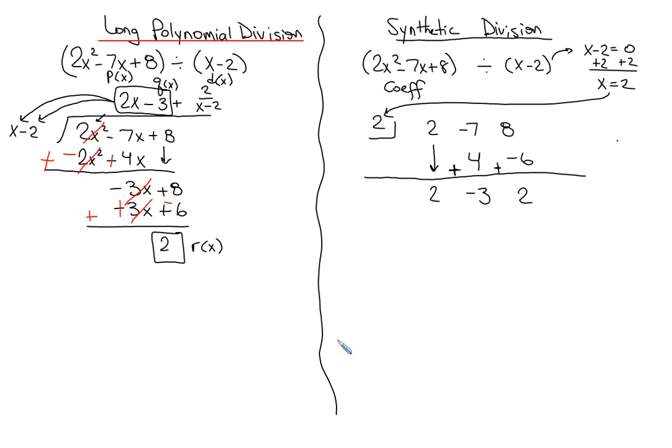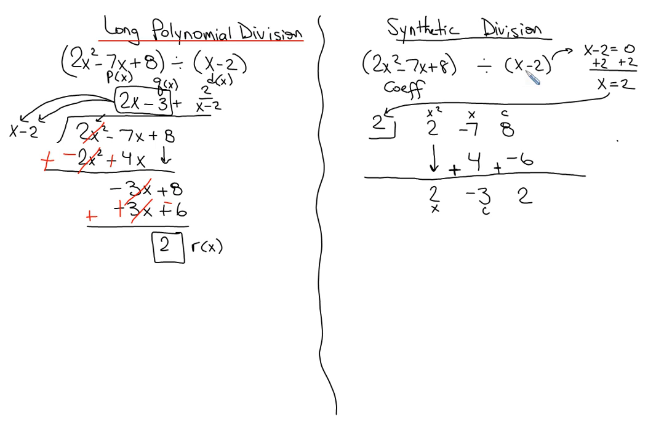So our answer is the following. This was 2x to the third. This was negative 7, I'm sorry, x squared, excuse me. 2x squared, this was negative 7x to the first, and this was our constant. But we're dividing by something with an x in it. What happens when you take an x squared and you divide by an x? You're left with an x. What happens when you take an x and divide by an x? You're left with a constant. Right? X to the 0 power.